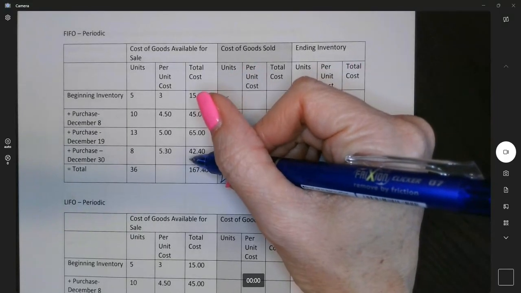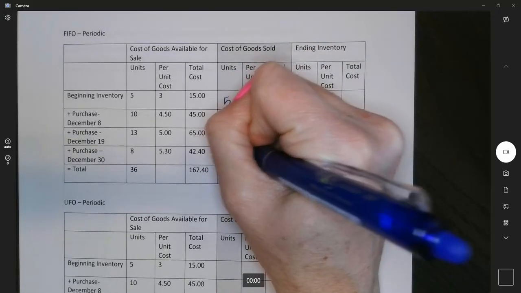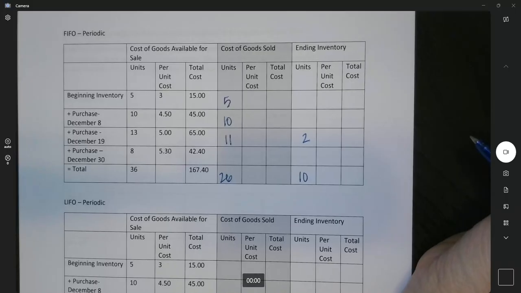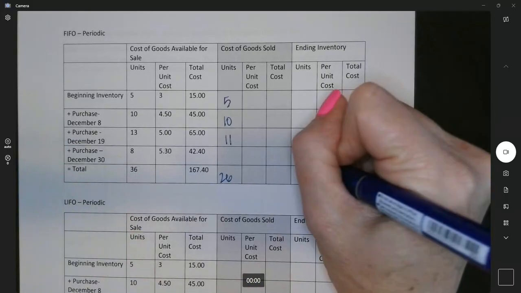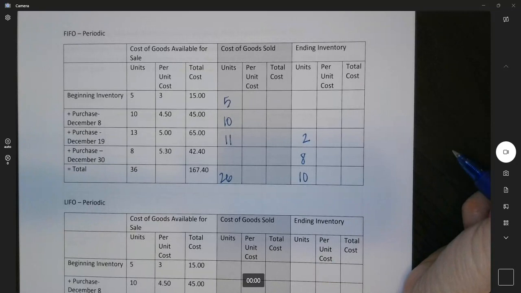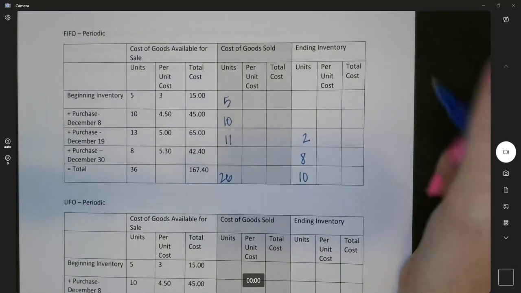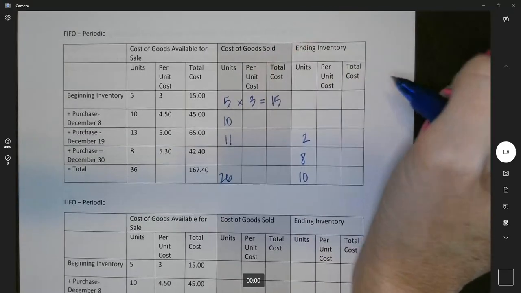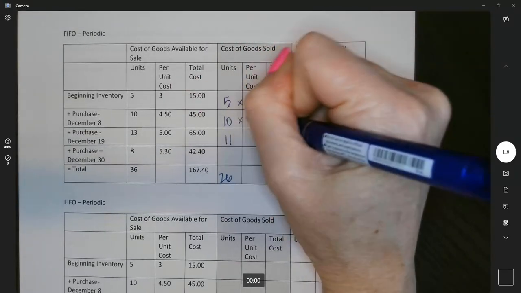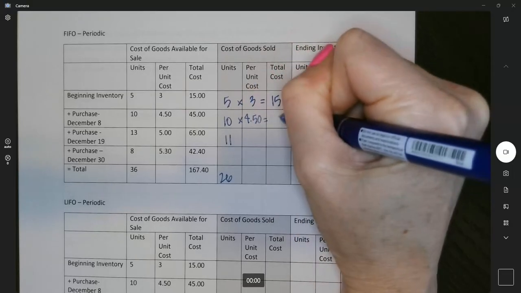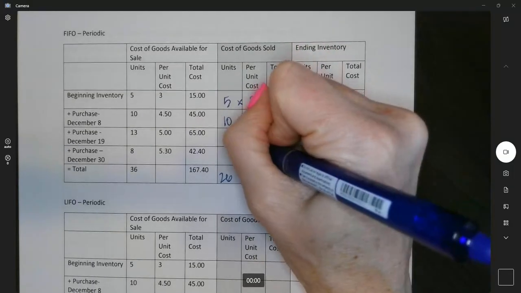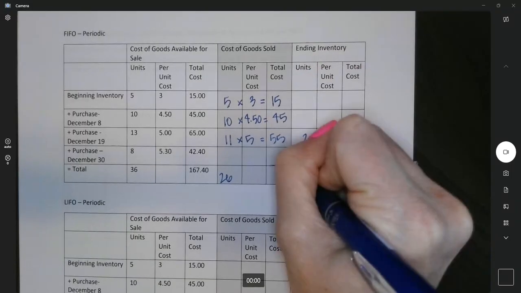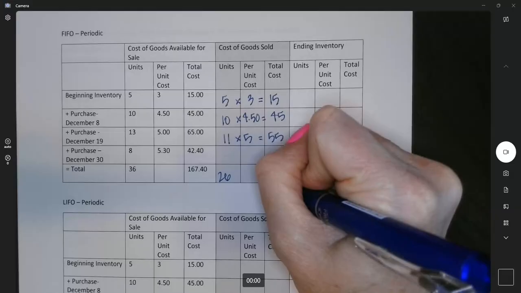So when we get to December 19th, 11 of those are going to be in our cost of goods sold, and the remaining 2 will be in our ending inventory. Also, the December 30th, all 8 will be in our ending inventory. Now we calculate it out. Beginning inventory, 5 units purchased at $3 a piece is $15. 10 units that we acquired at $4.50 a piece is $45. 11 units that we acquired at $5 a piece is going to come out to $55. Our cost of goods sold gets added up. We get $115 here.